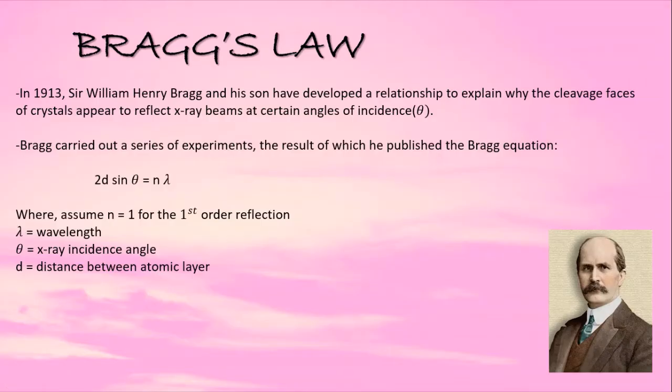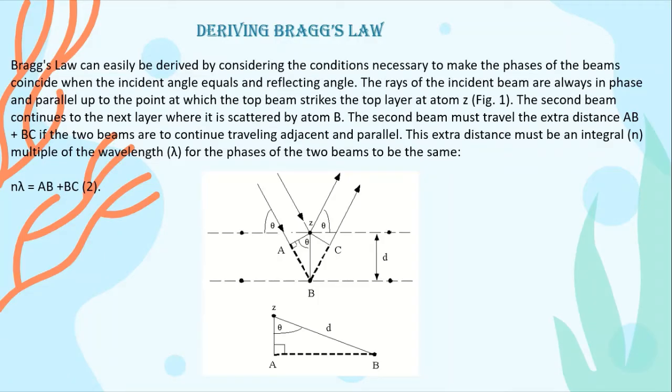In 1913, Sir William Henry Bragg and his son developed a relationship to explain why the cleavage faces of crystals appear to reflect X-ray beams at certain angles of incidence. Although Bragg's law was used to explain the interference pattern of X-rays scattered by crystals, diffraction has been developed to study the structure of all states of matter with any beam. Bragg carried out a series of experiments, the results of which he published. The Bragg equation is 2d sin theta equals n lambda.